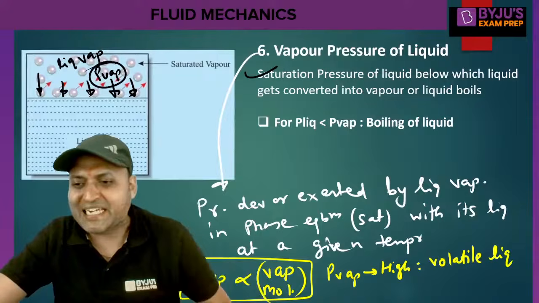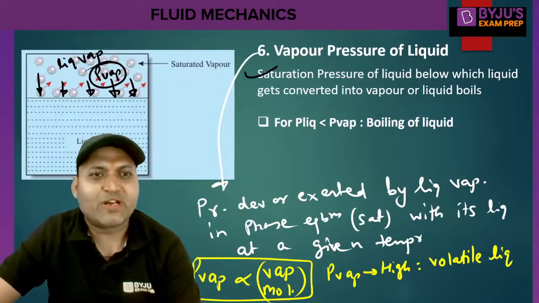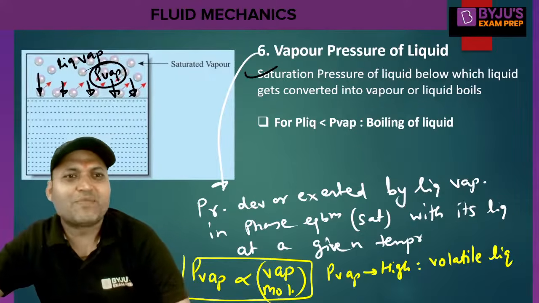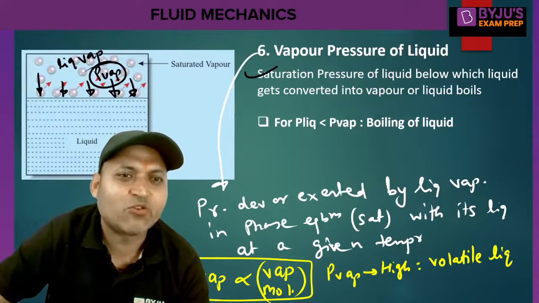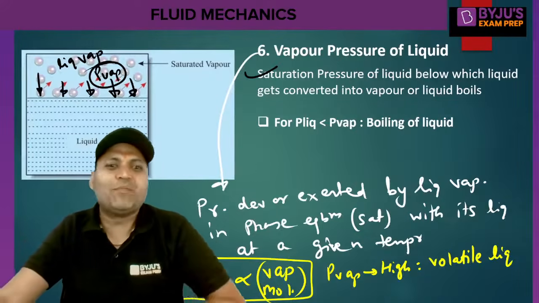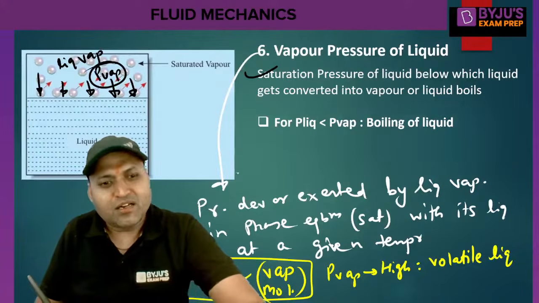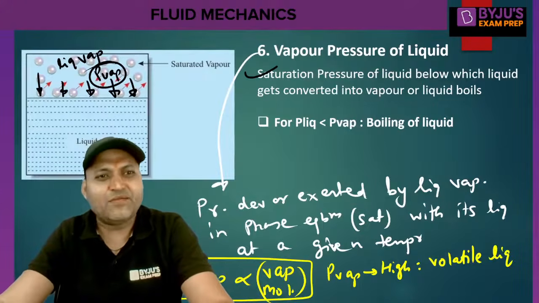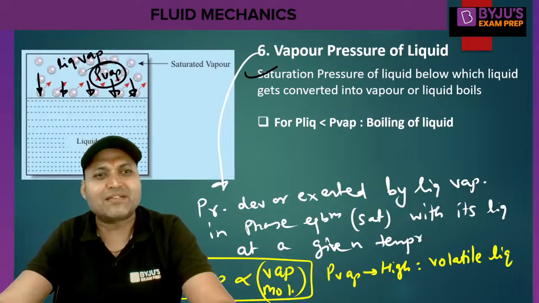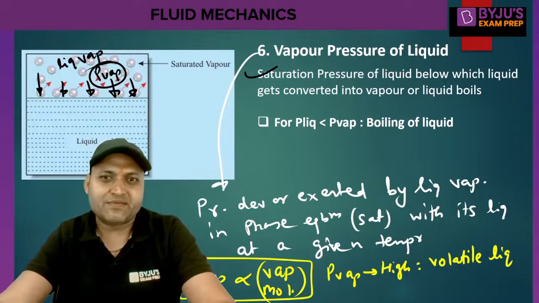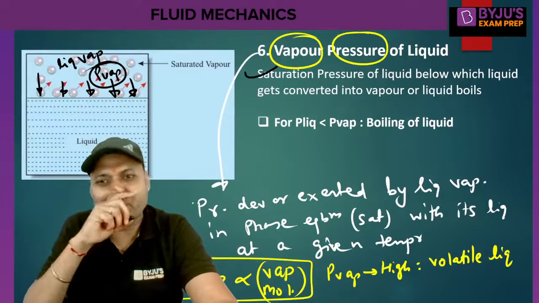Because of evaporation and condensation, there is a continuous evaporation of the liquid molecules from the surface and there is a condensation of vapors converting into the liquid. When the phase equilibrium is achieved, then at that moment the pressure which is developed by the liquid vapors is called vapor pressure. That is why it is called vapor pressure.